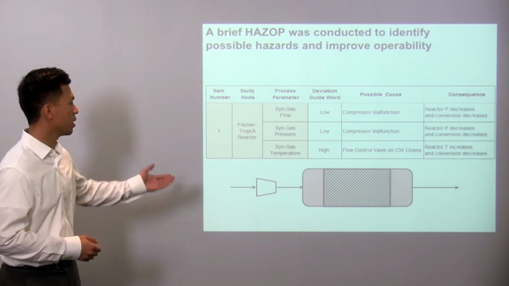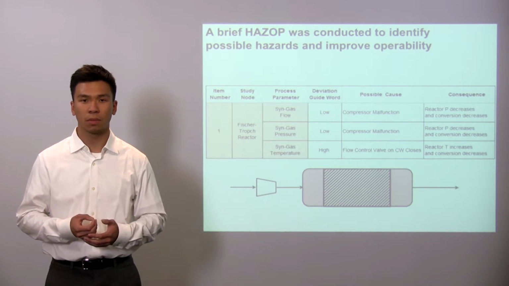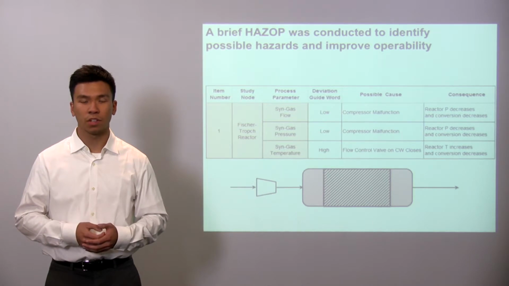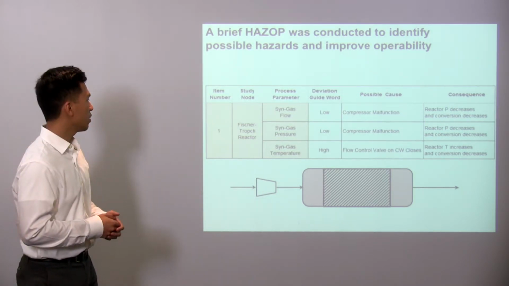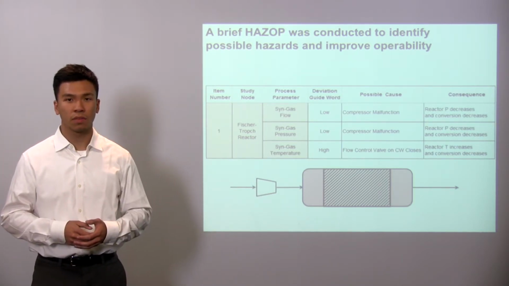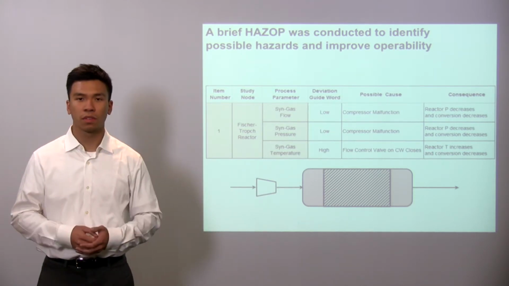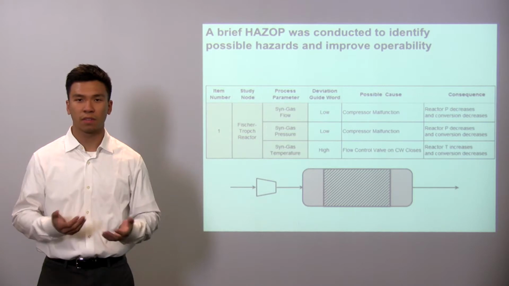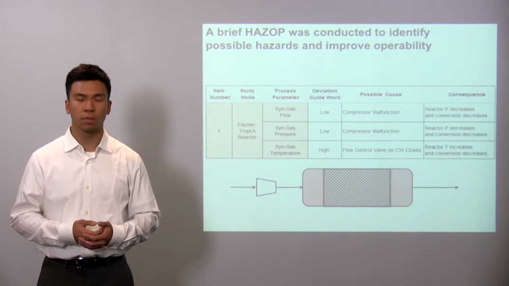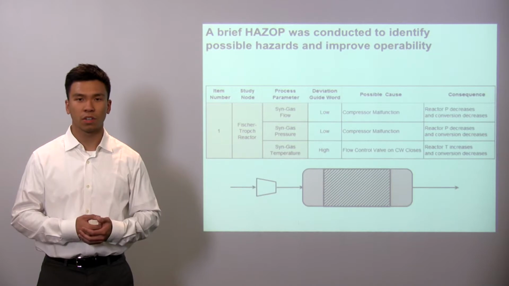Another process parameter would be syngas temperature. As noted, this reactor is very sensitive to operating temperatures. If it operates any higher than 400 or 500 degrees Fahrenheit, the conversion will be low. A deviation for this would be that the syngas temperature is too high. This could be a result of a flow control valve malfunction on a cooling water line on the heat exchanger upstream of the Fischer-Tropsch reactor, which causes bad heat exchange. As the reactor temperature increases, the overall conversion decreases.